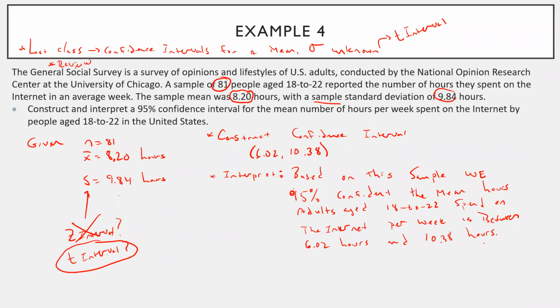I just want to say, and this is a common mistake I see sometimes, it's not that 95% of all people aged 18 to 22 spend between 6.02 and 10.38 hours. That's just not true. All we're saying is, I don't know what the real mean is, but I'm 95% confident that whatever the real average is of all people aged 18 to 22, the average of everybody, it's got to be somewhere between 6.02 hours and 10.38 hours.